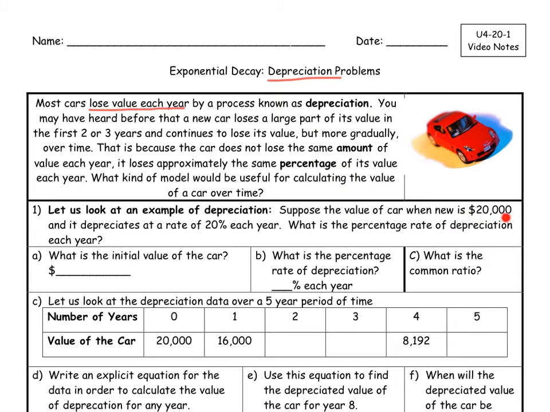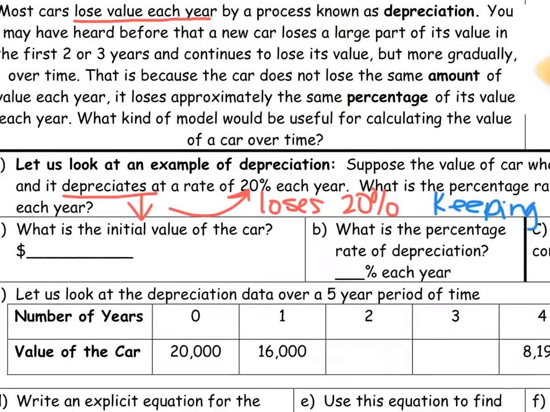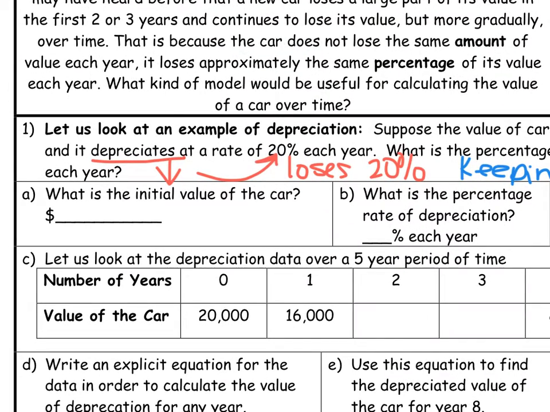You buy a new car and its value is $20,000 and it depreciates at a rate of 20% each year. So when it says it depreciates at a rate, that means that the value goes down 20% each year. So if it loses 20%, then how much is it keeping? It's keeping 80% of its value. So what's the initial value of the car? The initial value of the car from the question is $20,000. That's how much you paid for the car when you bought it.